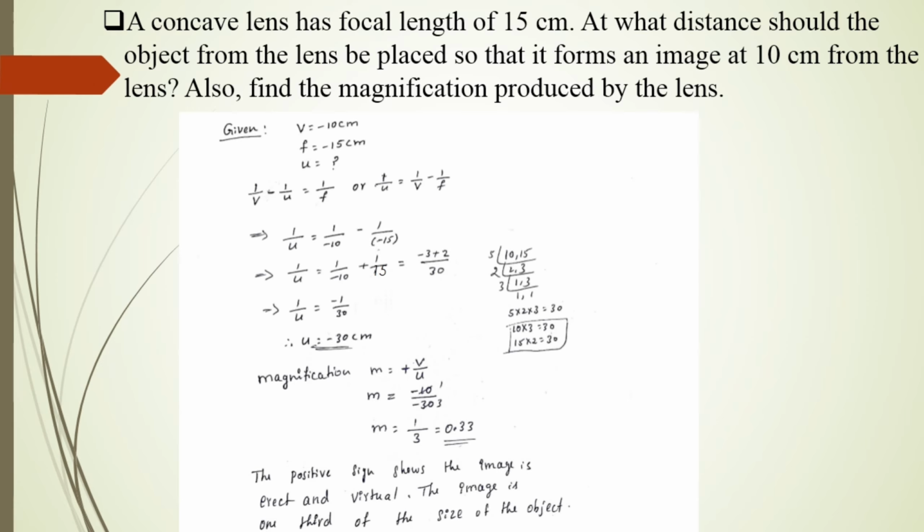Next, magnification. m is calculated as the ratio of image distance to object distance. So m = v/u = -10/-30 = 1/3, which is approximately 0.33. The positive sign of magnification indicates the image is erect and virtual. Also, the image is 1/3 the size of the object.